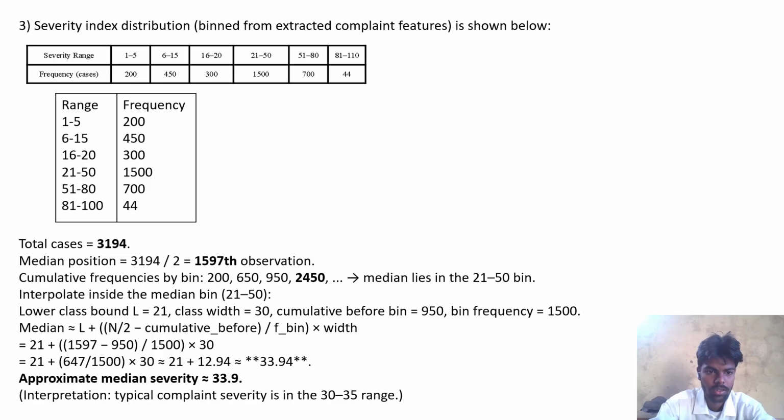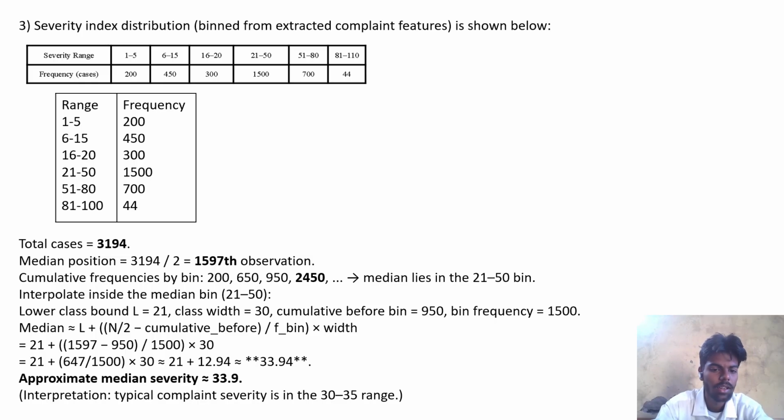Third, we have the severity index distribution. Bins from the extraction of the complaint feature are shown below. Severity ranges: 1 to 5, 6 to 15, 16 to 20, 21 to 50, 51 to 80, and 81 to 110. The frequencies are given as 200, 450, 300, 1500, 700, and 44. The total number of cases is 3194.